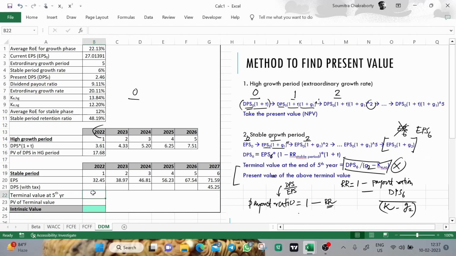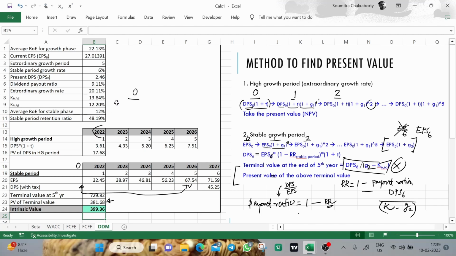So let us implement this here. So this is DPS 6 divided by K. What is the K? K is the stable period cost of equity. This minus G2, right? So this is your terminal value for the 5th year. Now you have to take this to the present value. So for that we will take this terminal value divided by 1 plus our cost of equity for the high growth period to the power 5. So this will give me the present value of this terminal value, and now finally this plus this should give me the intrinsic value based on the dividend discount model.